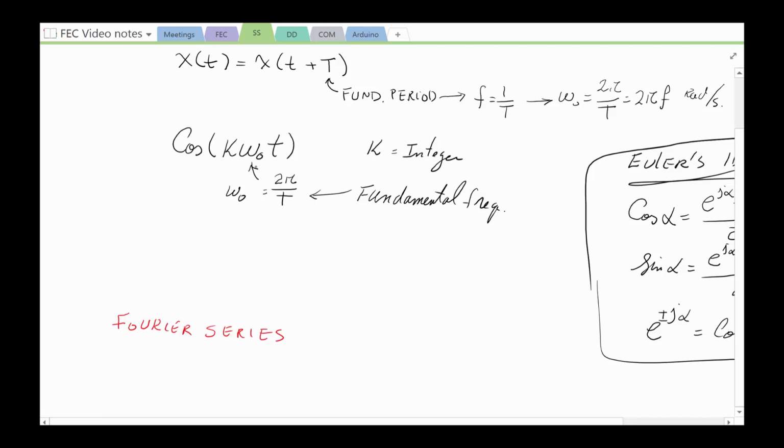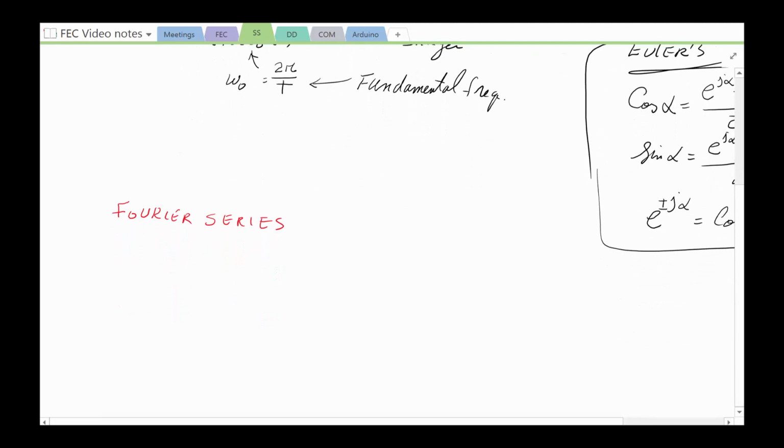So Fourier series basically tells us that any signal you give me that is periodic, I can literally write it as a combination, as a sum of a bunch of frequencies added to each other times some coefficient. So this is kind of the foundation of Fourier series.